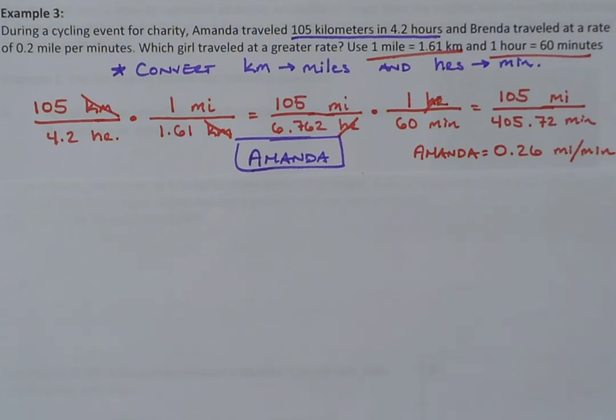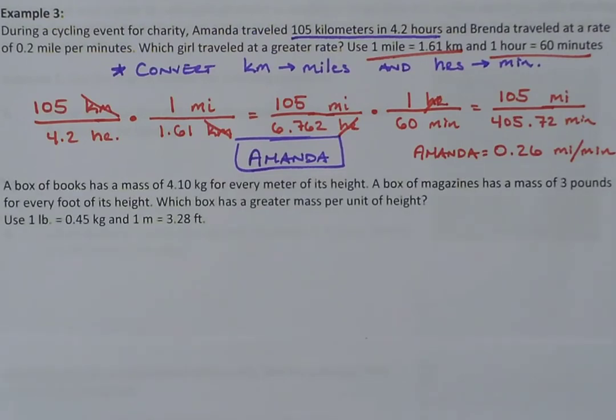So that is example 3A, and that is how you would go through and convert two different units. All right, now part B of this is going to ask the same thing, but just a different situation. It talks about a box of books that weighs a certain amount for each meter of its height. I'm going to leave this one for you to do for practice, or by all means take a look at the completed notes to see how I did that, for a little bit of guidance. If you have questions on this, please do not hesitate to ask.